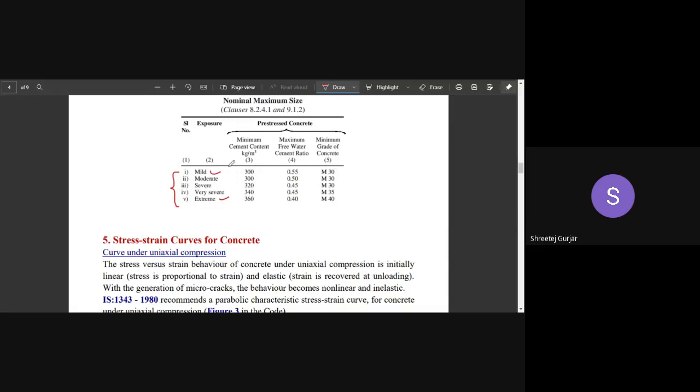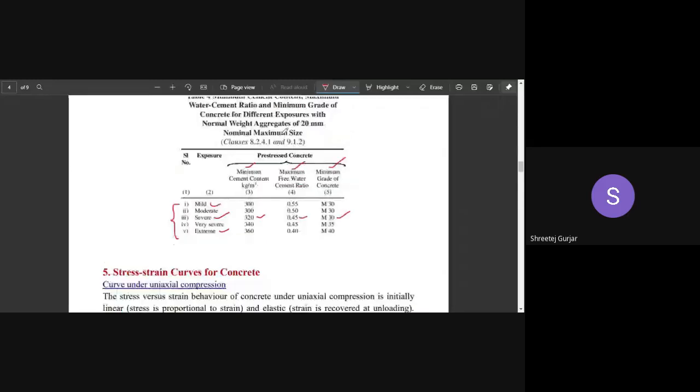You can see a similar table in IS 456. For pre-stressed concrete, it gives us the minimum cement content in kg per meter cube, the maximum free water to cement ratio, and the minimum grade of concrete to be used. For example, if we are in a severe exposure condition, the minimum cement content that we need to use is 320 kg per meter cube, the maximum free water cement ratio is 0.45, and the minimum grade of concrete is M30.